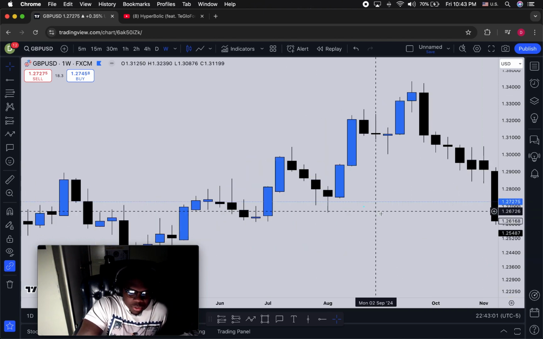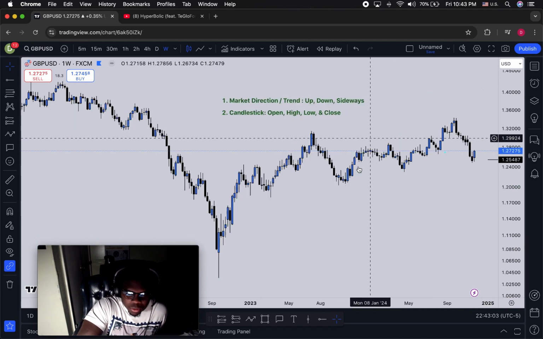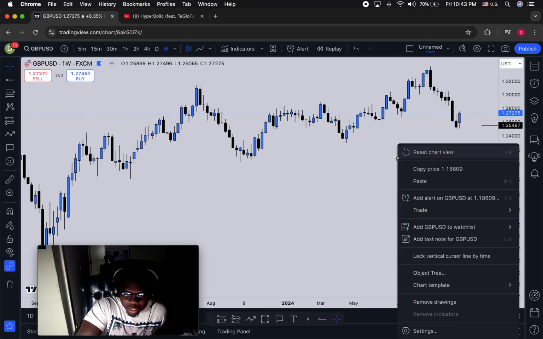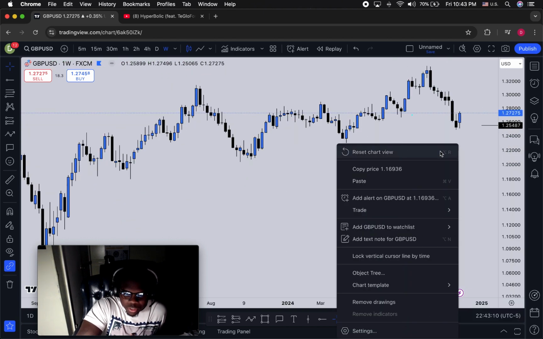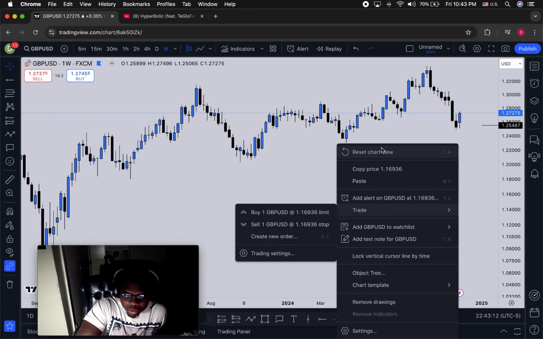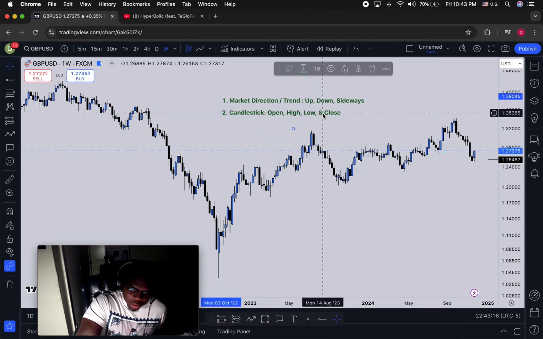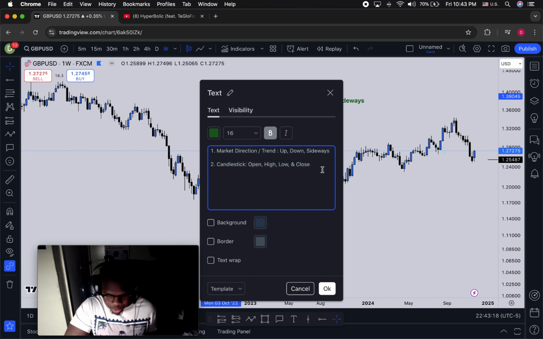So we have, let me zoom out. You can right click anywhere on the page and reset chart view. You can use Command R also. Reset chart view. Open, high, low, close. What else do you need to know? Market direction, open, high, low, close.